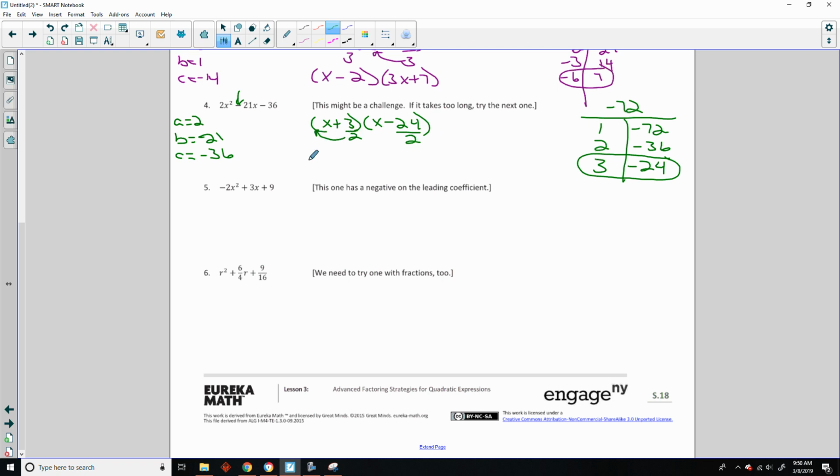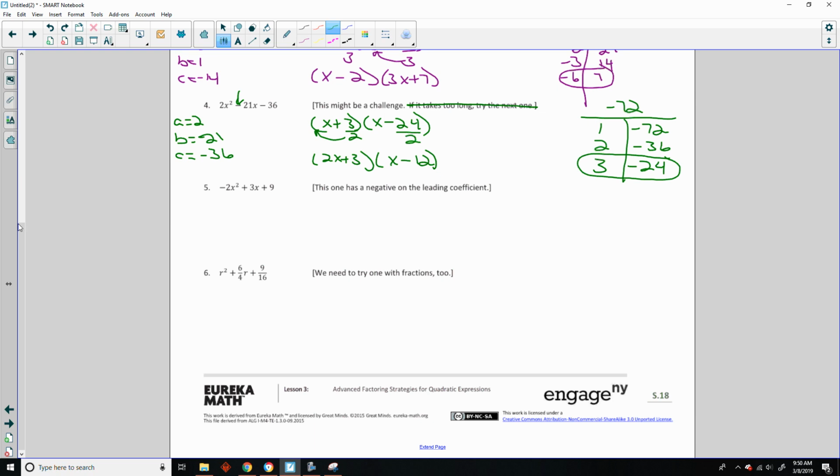2x plus 3. And 24 is divisible by 2. And there's my answer. So notice what it says here. This might be a challenge. If it takes too long, try the next one. It didn't take any more time than the others if you use my beats method. This was just as easy as any other one, and the answer came just as quickly. There was no challenge. It is just a routine.